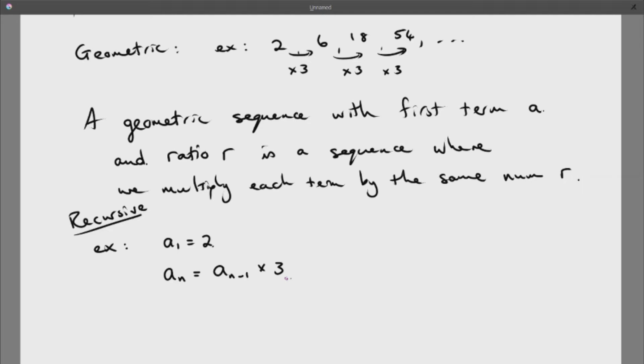And that gives us a totally different sequence, so it needs a new name. In general, I won't know what the first term is, so I'll just call it A. And the rule for how to get from one to the next is still the same, but I'm not multiplying necessarily by a 3 like our example. I'll multiply by some number R. That number still has to be the same though.